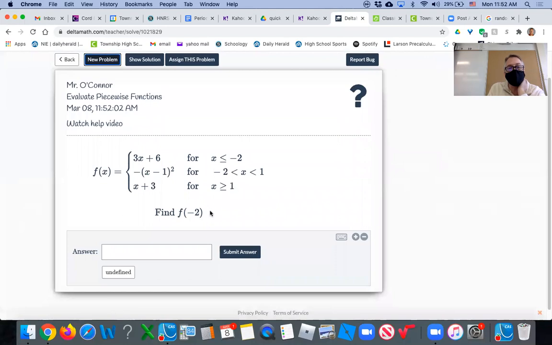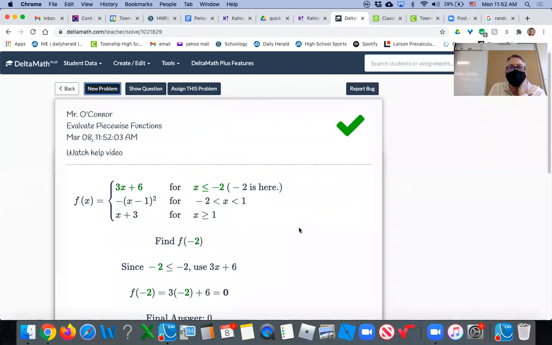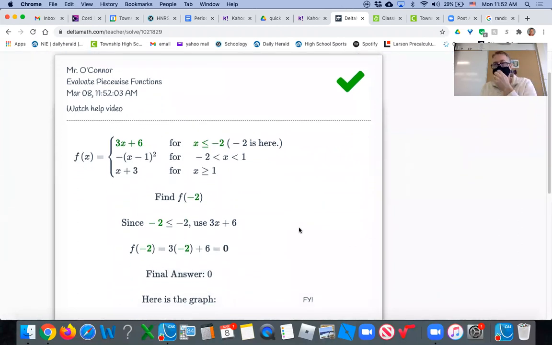Now this one, be careful of the equal sign, because I see this -2 here, but that's only for x greater than -2. When x is less than or equal to -2, I have to plug it into the top. So to find f of -2, I'm plugging it into the top. I'm plugging a -2 in for x here. So 3 times -2 plus 6 would be equal to 0. All right, are there any questions on that?